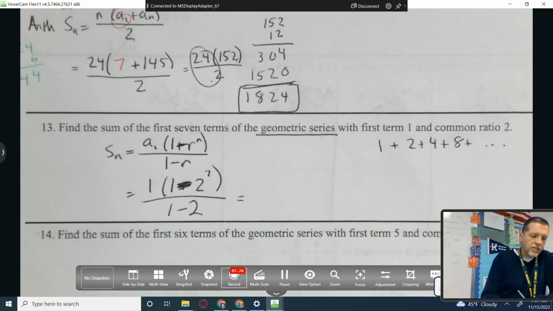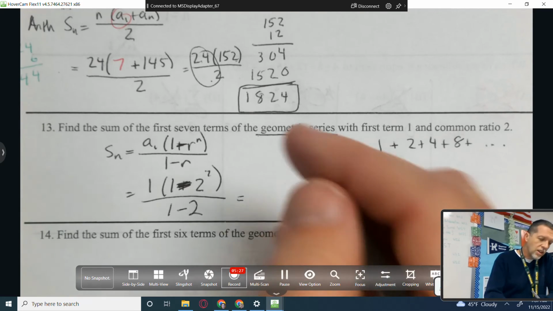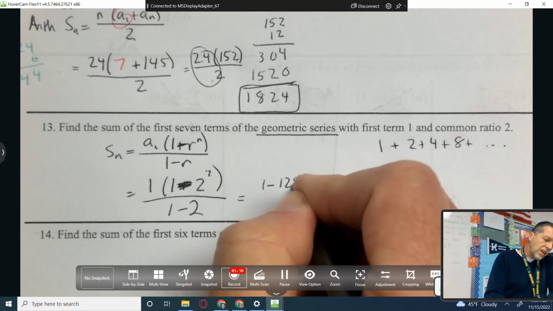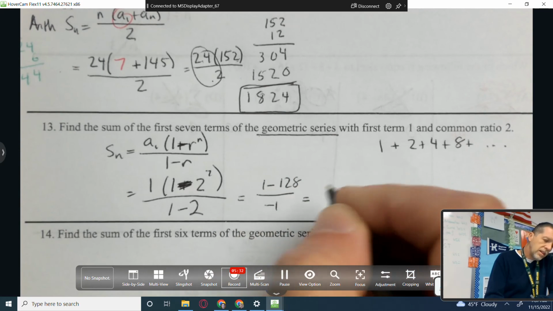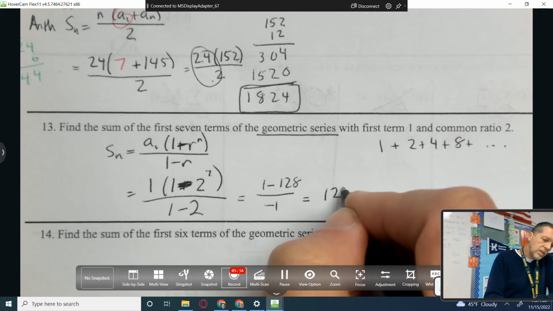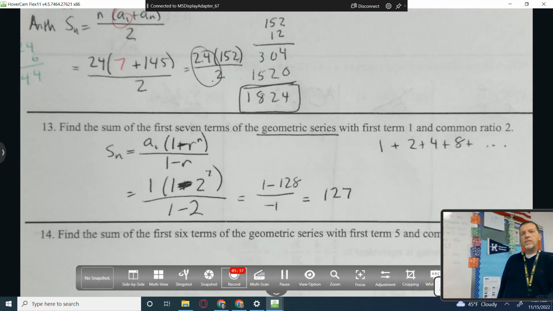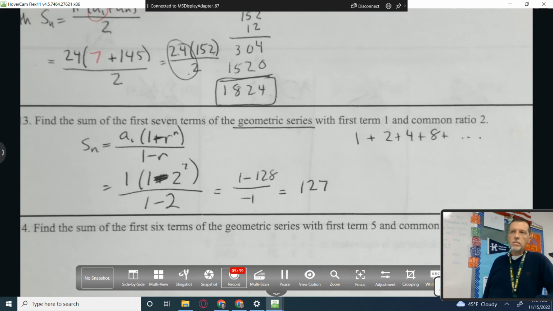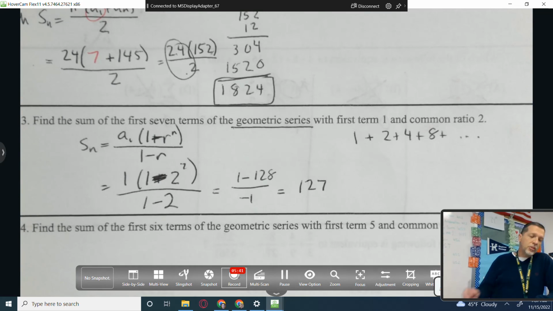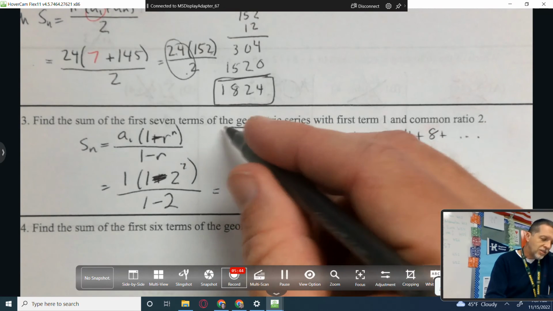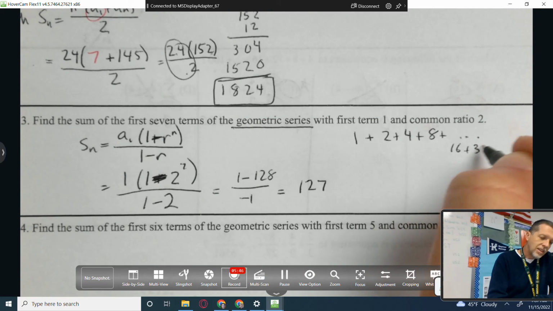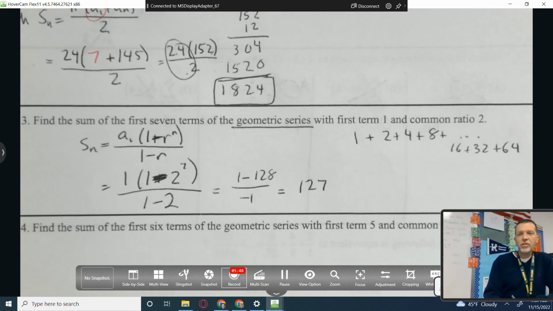So 2 to the 7th. 2 to the 6th is 64, so 128. So the sum would be 127. That one wouldn't be too hard to do with 7 terms. Just write out the 7 terms and add them all up and see what you get. And you should get 127.